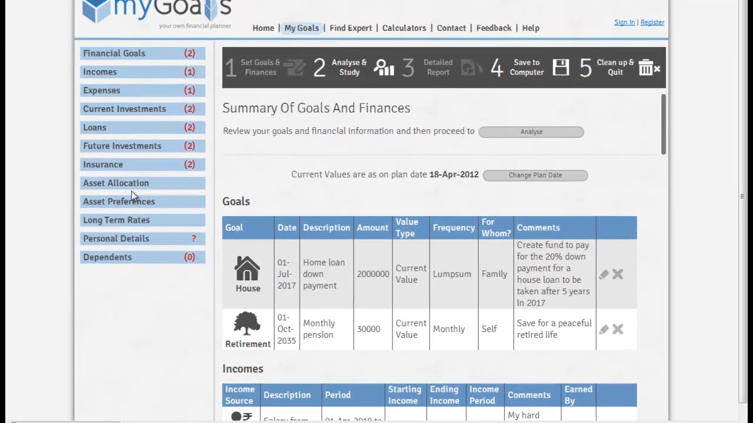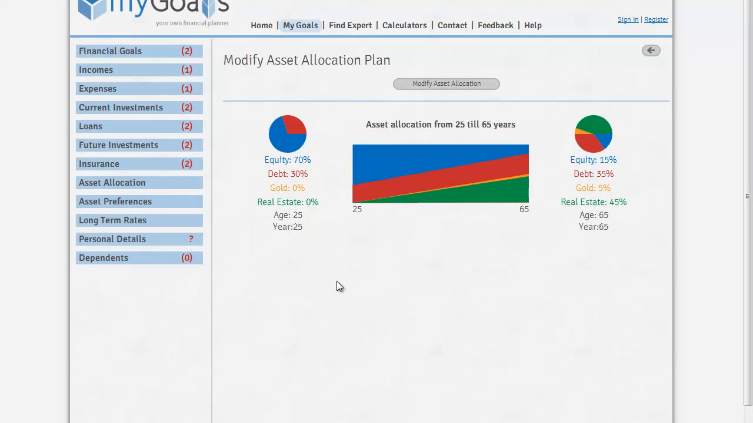Let's look at asset allocation now. In very simple terms, asset allocation describes how you want to invest your savings across your lifespan. There are different parameters that you would normally use to decide on how much you need to split across the four different types of assets.